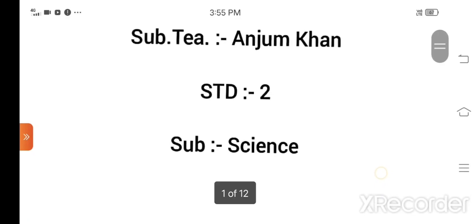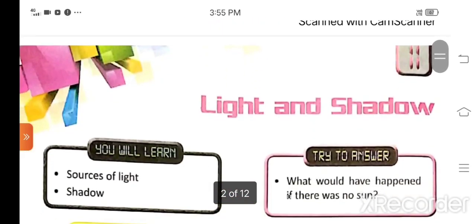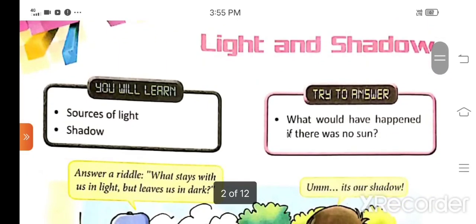Okay, so now this is your class second science book, Science Quest, and today we are going to read chapter number 11, Light and Shadow. In this chapter, first of all, we will learn about the sources of light, then we will read about shadow. But before that, there is a question for you.